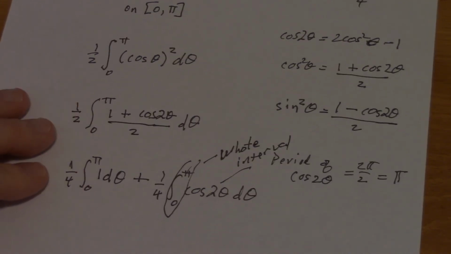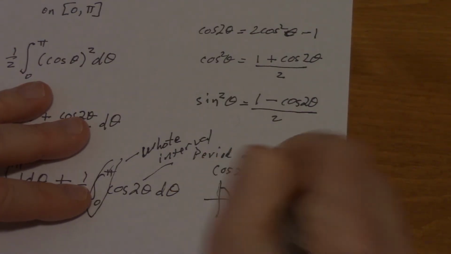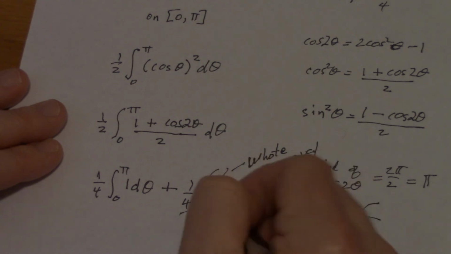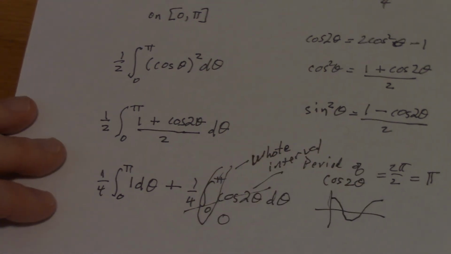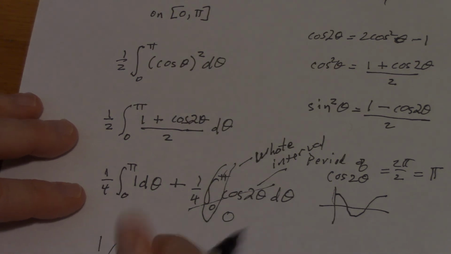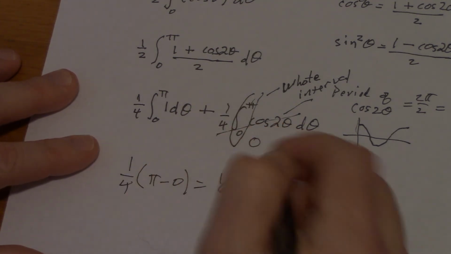So what does that mean? Well, cosine is a periodic function, and if I were to graph it, just like sine, I see that there's equal area above the x-axis and below the x-axis. So what that tells me is that integral is 0. So all I really need to do is calculate this integral. The integral of 1 is theta, and that's just going to end up with a pi there, so pi minus 0. So this is going to be 1/4 pi minus 0, which is 1/4 pi, which is what we expected.